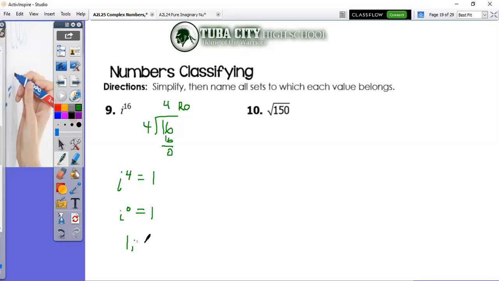And let's go ahead and classify that. So 1 is whole. Oh wait, hold on. It's also natural too. So let's start with the lowest classification. So it is natural, it is whole, it is an integer, it is rational, it is real, and it is also complex for this lesson's purpose.